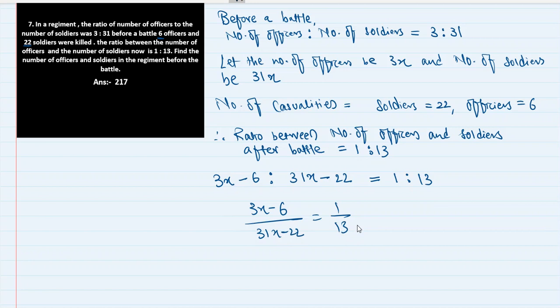Now I want you to pause the video right now and solve for x. Okay, when you solve for x, you will find x which you will substitute in 3x and 31x. When you substitute the value of x, you will find the number of officers and soldiers before the battle in the regiment. Okay, so please pause the video and solve for x. You know how to solve, cross multiply and simplify. I'm not going to solve this for you, you have to do it.